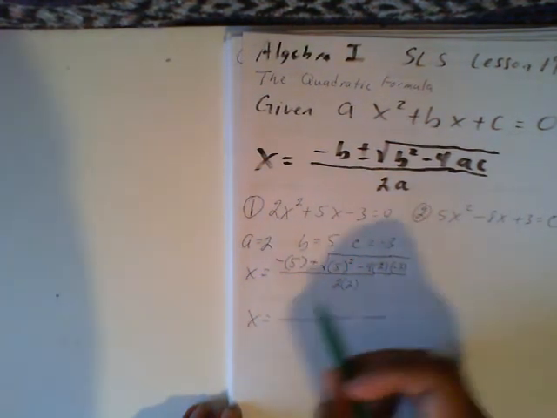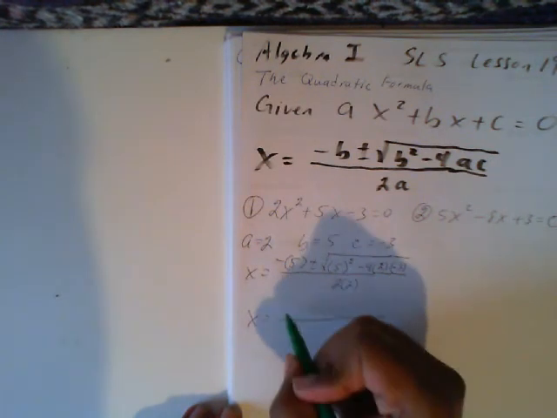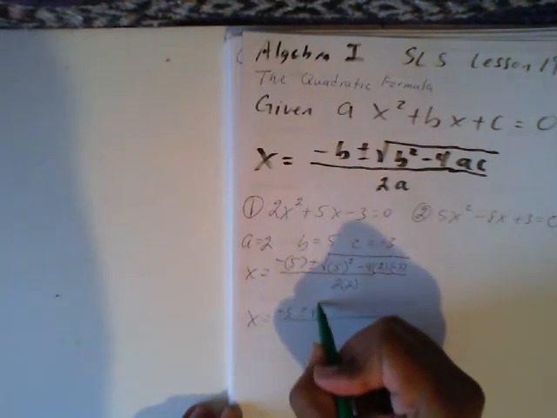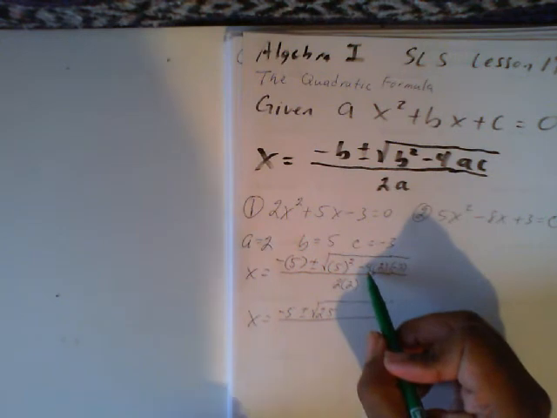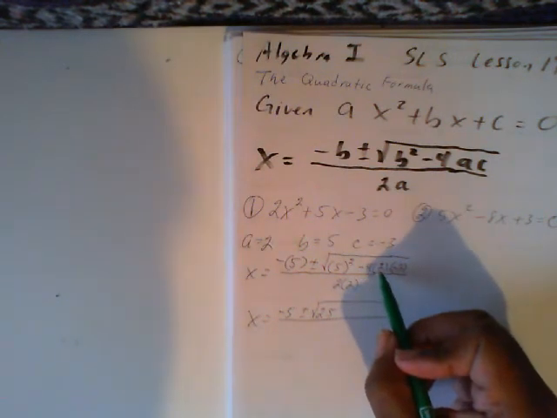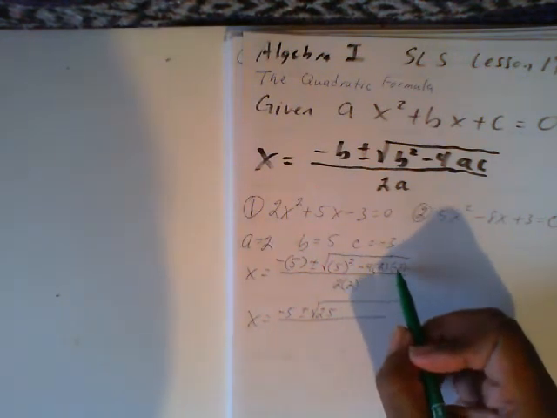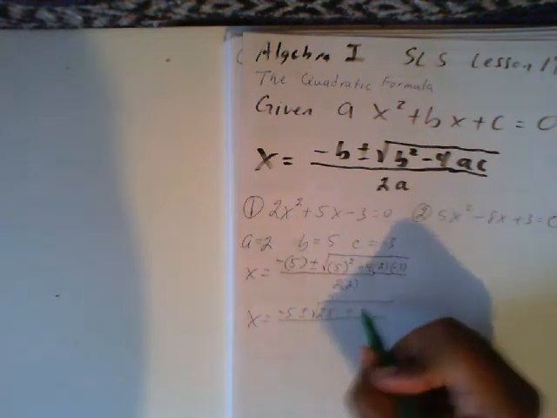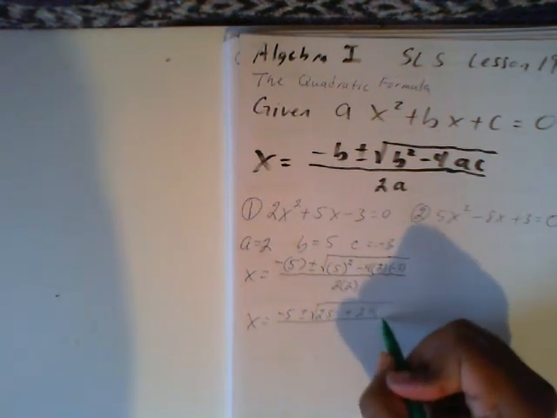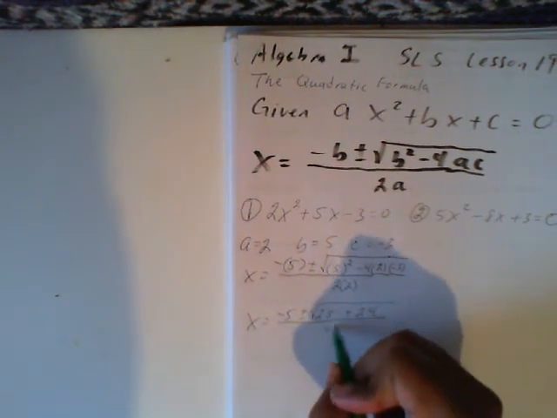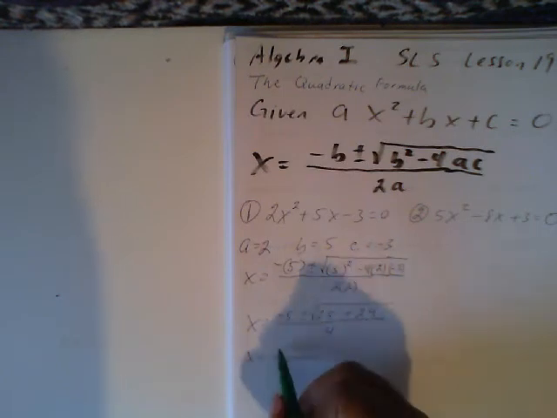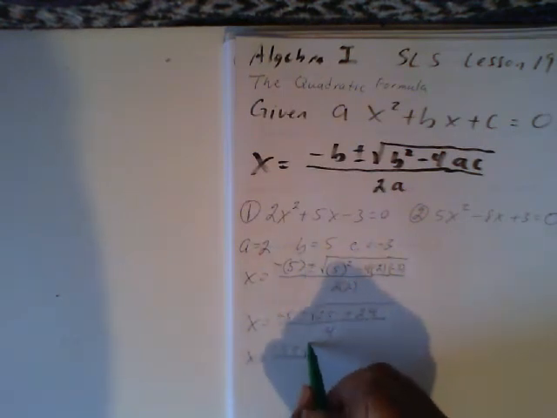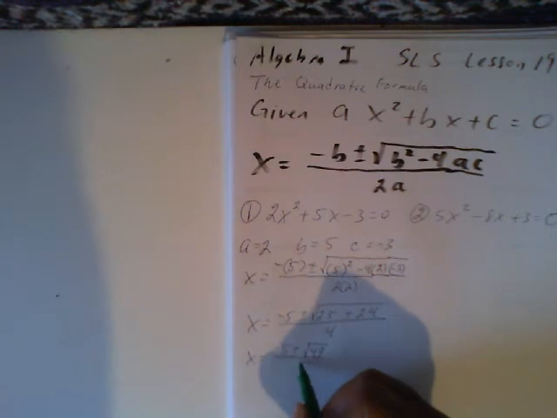Okay, now the opposite of positive 5 would end up being negative 5, plus or minus the square root, 5 to the second power, positive 5 to the second power is positive 25, negative 4 times 2 is negative 8, and negative 8 times negative 3 is negative 24. So, positive 24. So let's put positive 24 there. 2 times 2 is 4. Now, let's combine those like terms, the 25 and 24. We get negative 5 plus or minus the square root of 49 over 4.